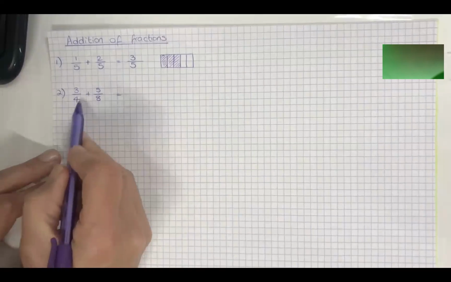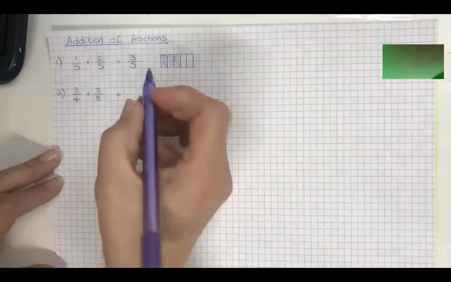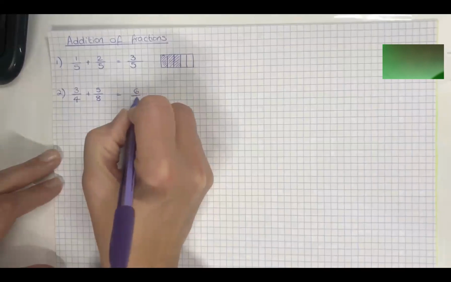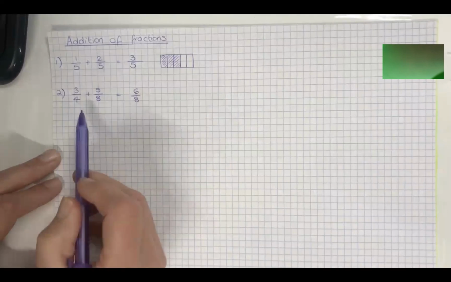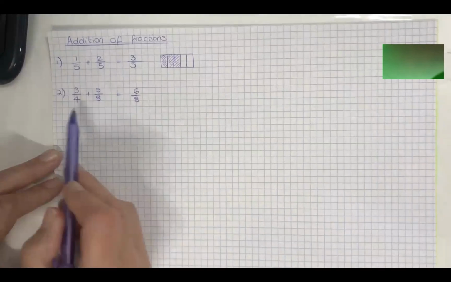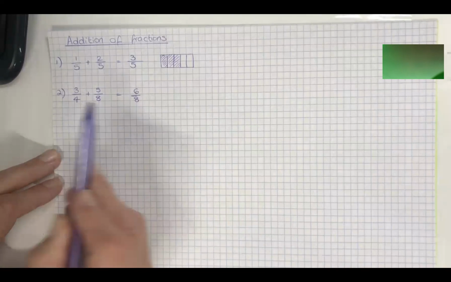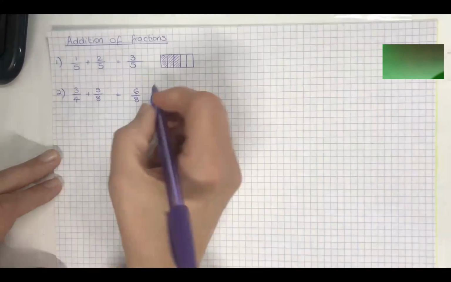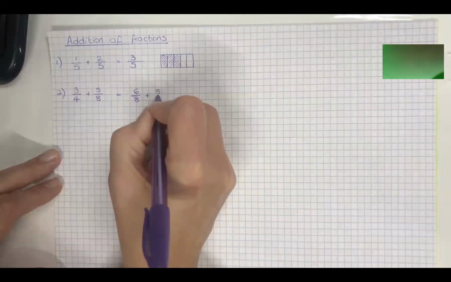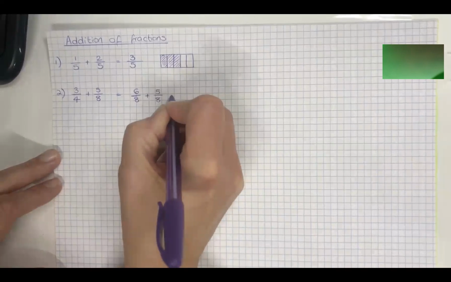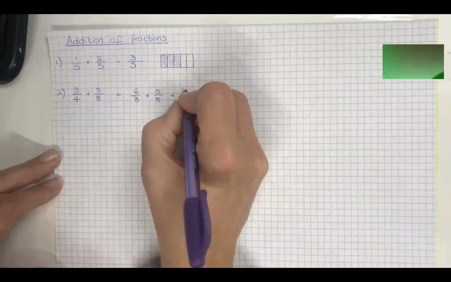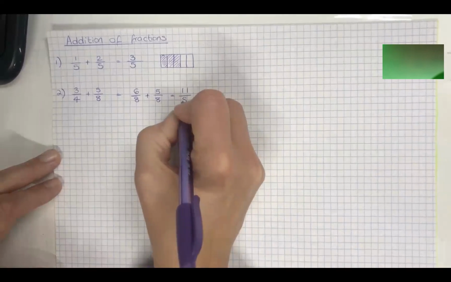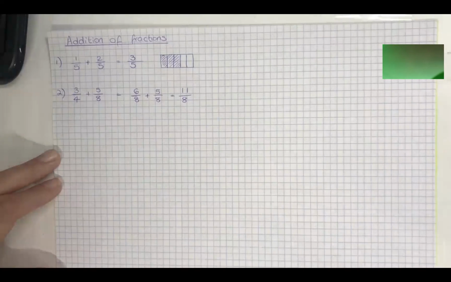So 3/4 is equivalent to 6/8. We've done equivalent fractions. I've doubled my denominator here to get from 4 to 8. I've doubled my numerator to get from 3 to 6. I then add 5/8, and that gives me 11/8. Okay, now we've previously done converting between improper fractions and mixed numbers.